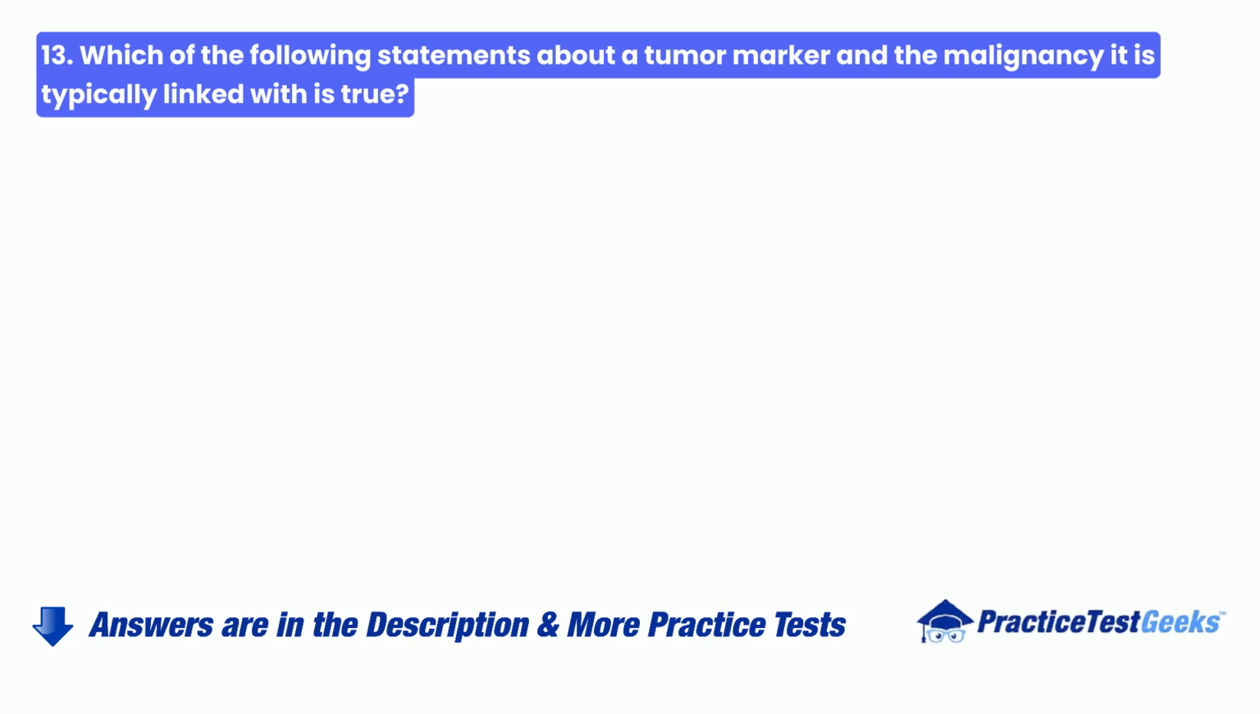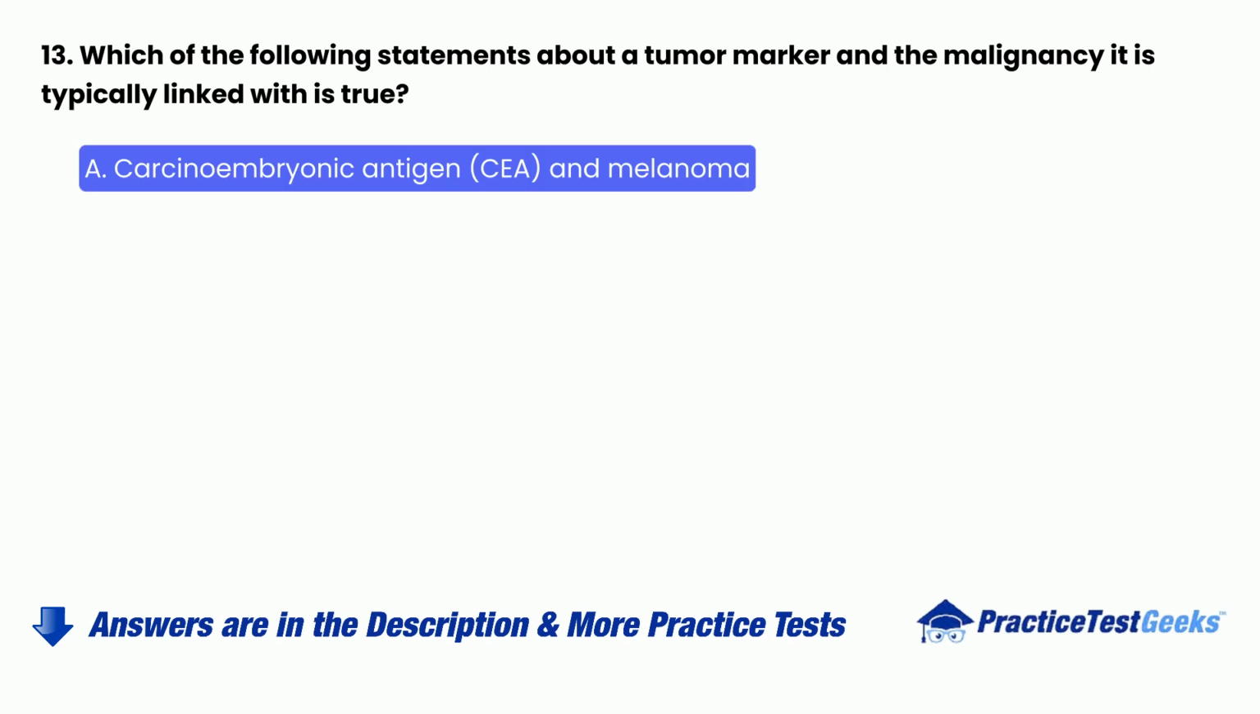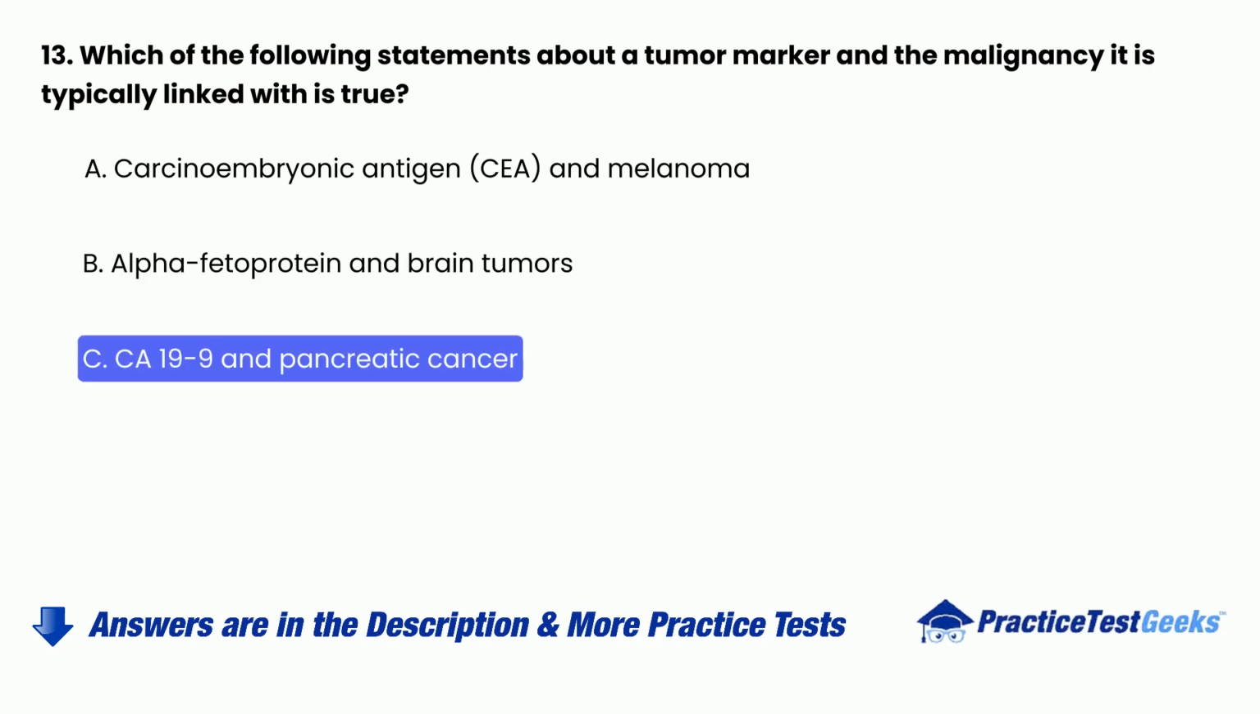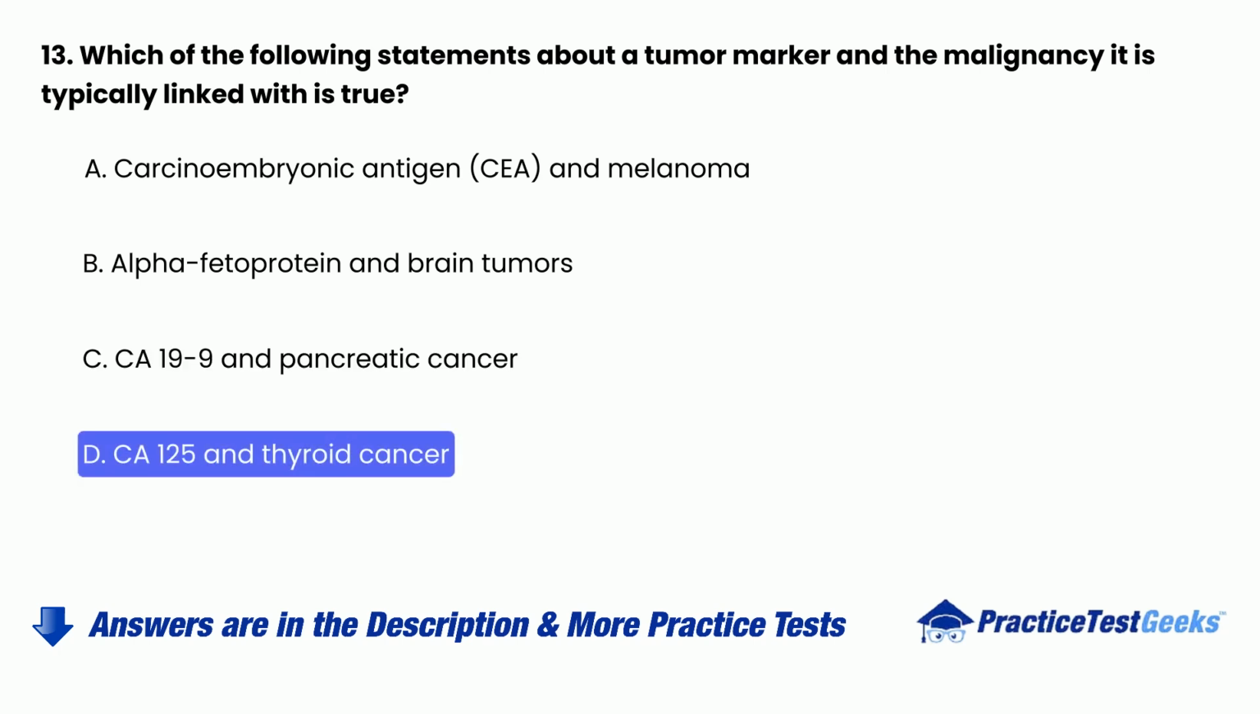Which of the following statements about a tumor marker and the malignancy it is typically linked with is true? A. Carcinoembryonic antigen, CA, and melanoma. B. Alpha-fetoprotein and brain tumors. C. CA19-9 and pancreatic cancer. D. CA125 and thyroid cancer.